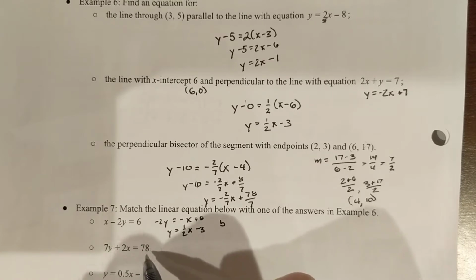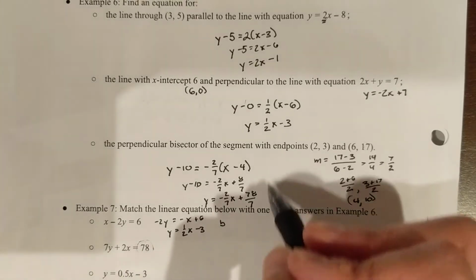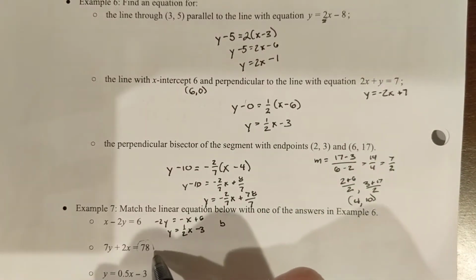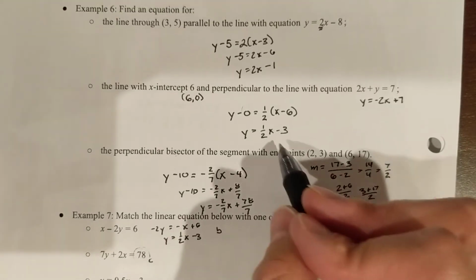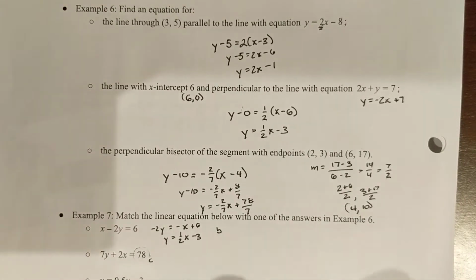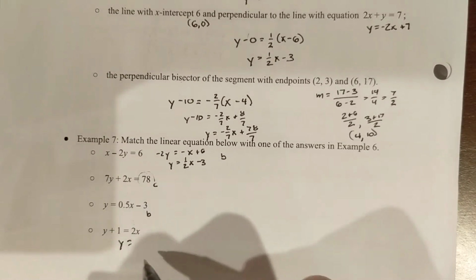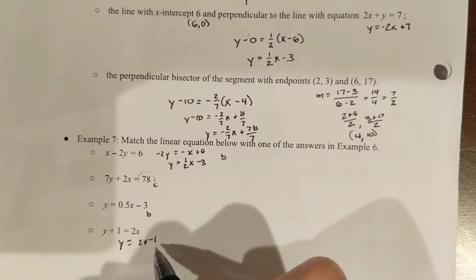Down here, I know this one already without actually solving it because there's a 78, and the only question that has a 78 in it is this third one here. So this one's C. 1/2 x minus 3, that's this one again. So B. And rearranging this one, y is equal to 2x minus 1. That is the first one, A, right here.